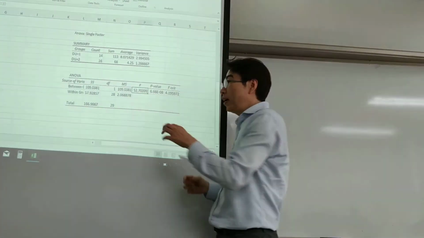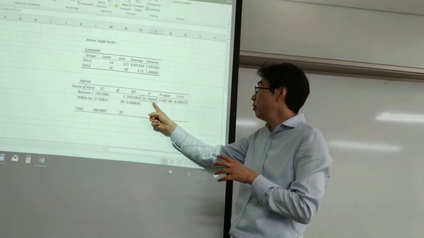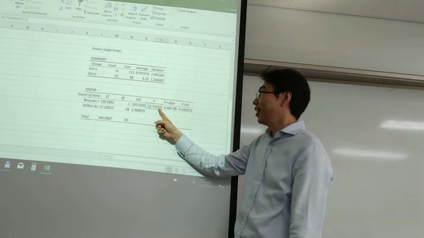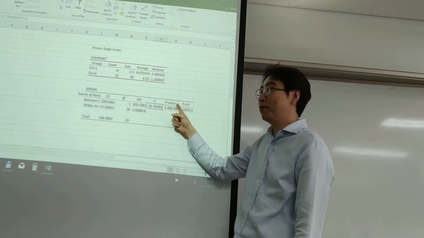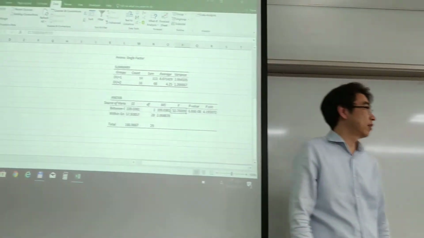P value and F value are intertwined with each other, right? If F value increases, P value decreases. They are intertwined, interrelated.